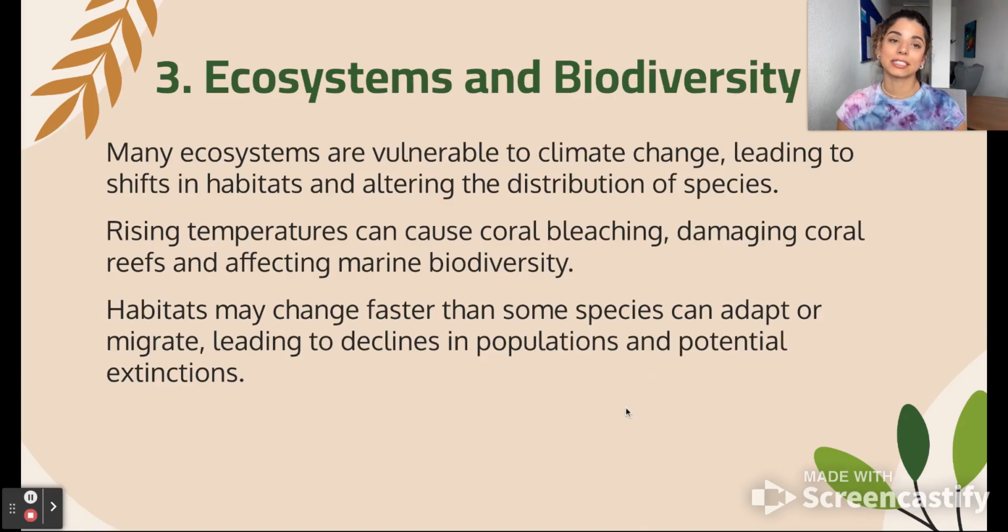Then we have ecosystems and biodiversity. So ecosystems can be very vulnerable, can be very delicate, especially as climate change continues to get worse, right? That vulnerability increases.